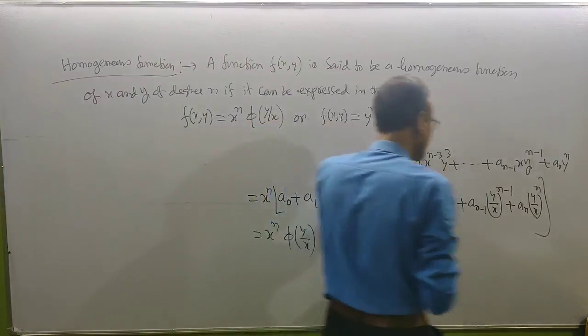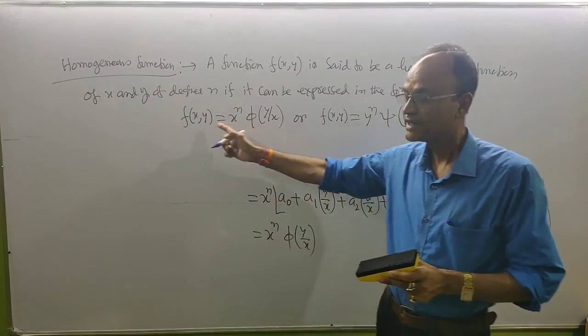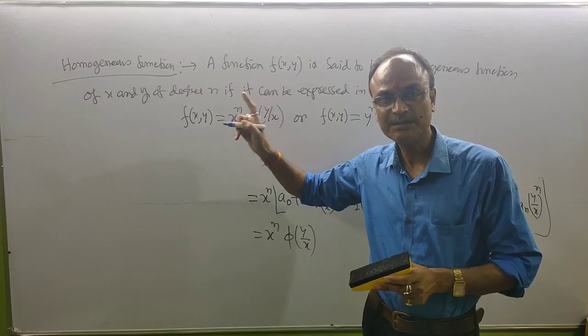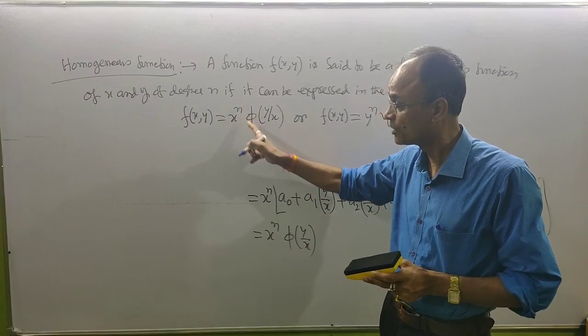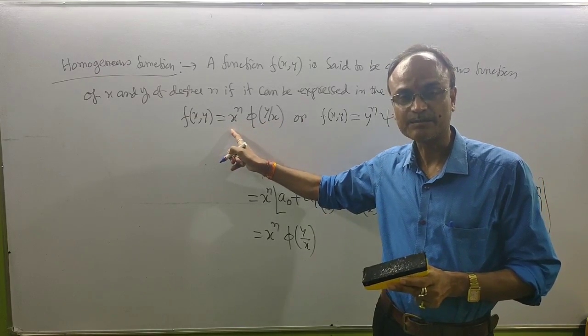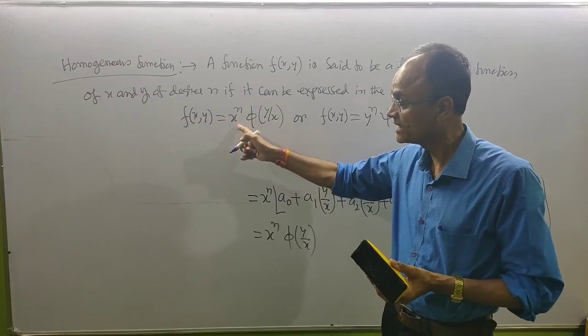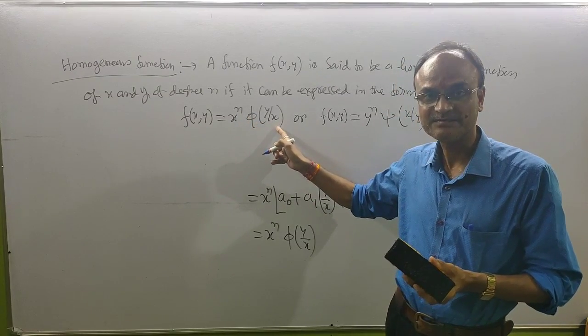Therefore, it is a homogeneous function. A function is said to be homogeneous if it can be expressed in the form x to the power n phi of y by x. It will be of degree n. If it is of degree 2, then you will get x square phi of y by x.